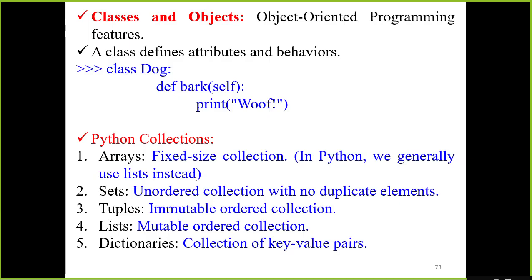In Python collections, we have five types: arrays, sets, tuples, lists, and dictionaries. Arrays are fixed-size collections, but in Python we generally use lists instead. Sets are unordered collections with no duplicate elements. Tuples are immutable ordered collections. Lists are mutable ordered collections. Dictionaries are collections of key-value pairs.